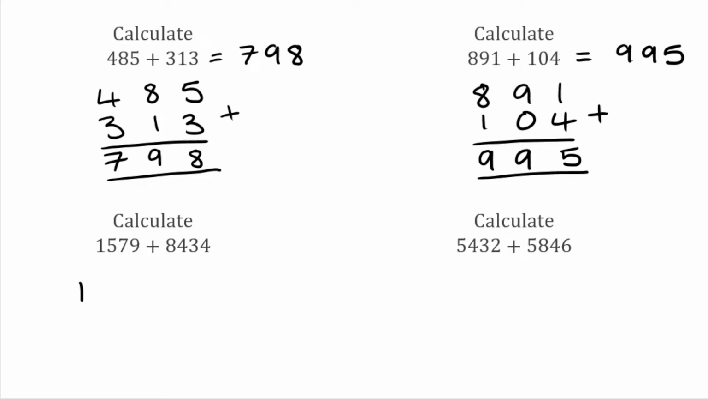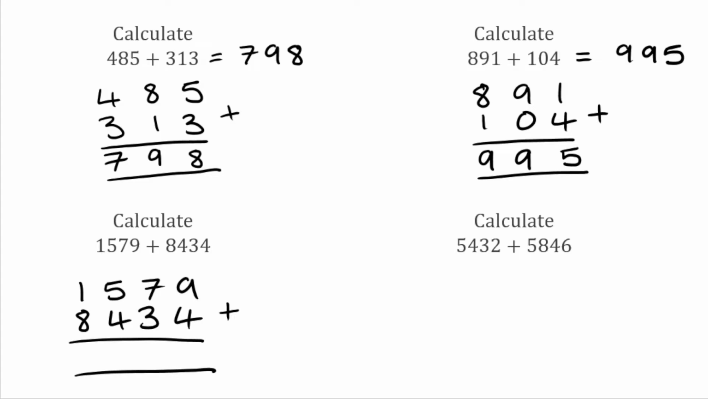Okay, for our next question, we have 1,579 add 434. Starting with the right-hand column again, we have 9 add 4, which is 13. So I'd put a 3 in this column, and then I'd carry over the 1. I've then got 7 add 3, which is 10. Add the 1 is 11. So we put the 1 in here, and then carry over the 1 to this column.